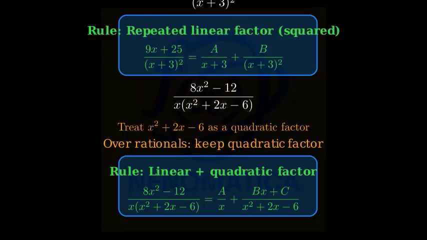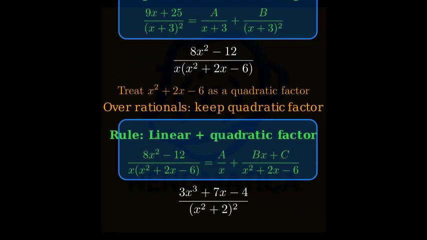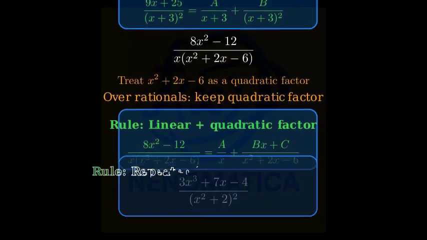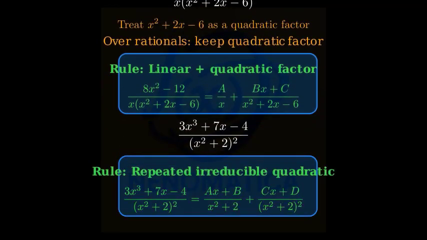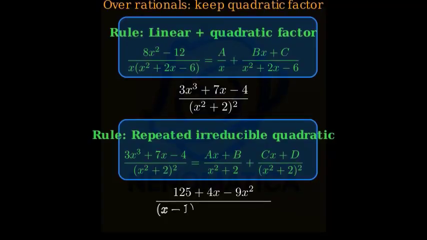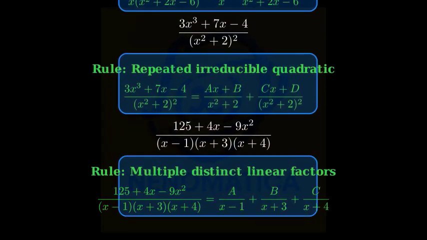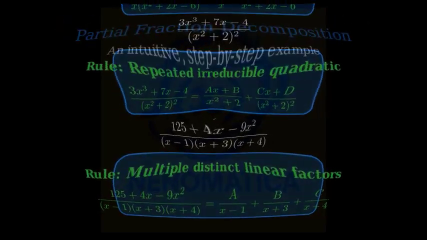Step 5. Repeated irreducible quadratic factor. The denominator is x squared plus 2 quantity squared. For each power, we use a linear numerator. Ax plus b over x squared plus 2 plus cx plus d over x squared plus 2 quantity squared. Step 6. 3 distinct linear factors. The denominator is x minus 1 times x plus 3 times x plus 4. So the decomposition is a over x minus 1 plus b over x plus 3 plus c over x plus 4.